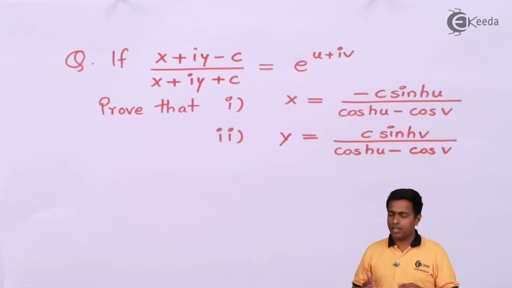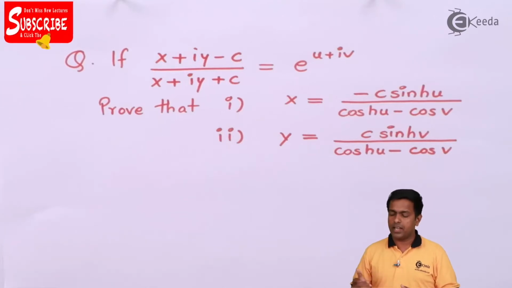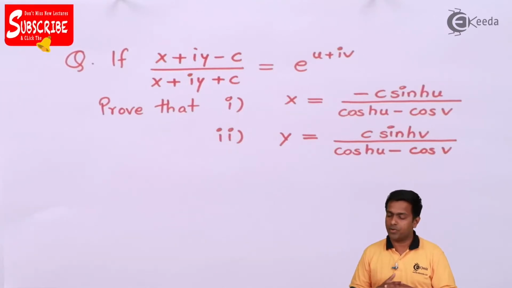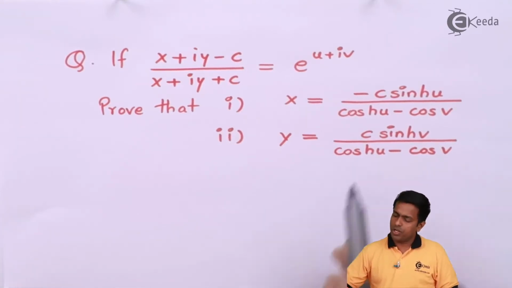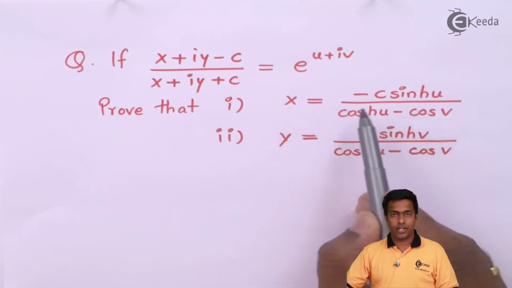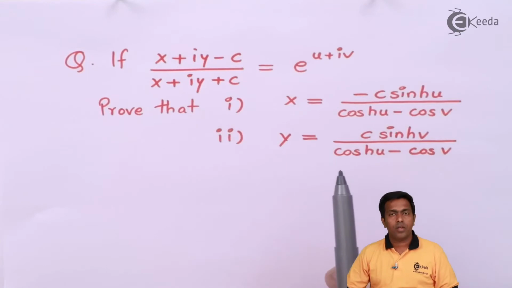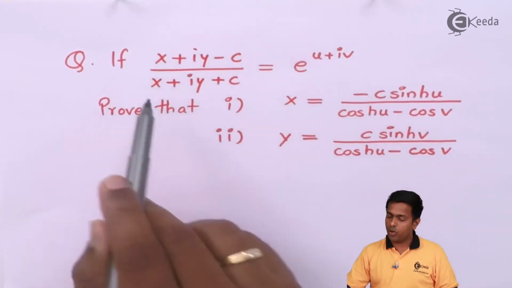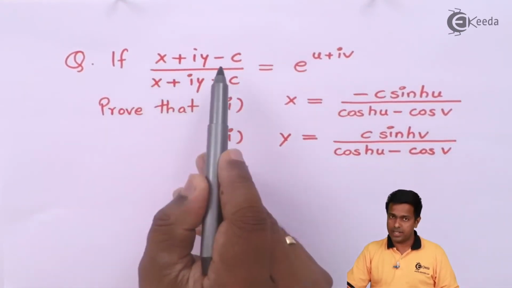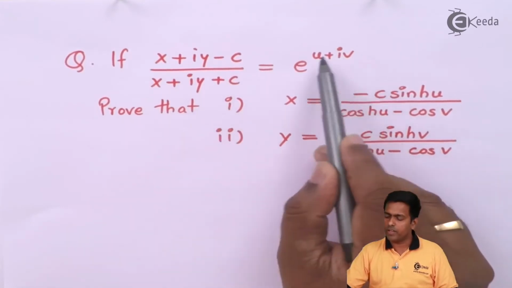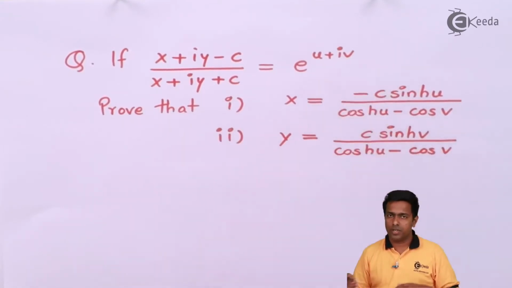So now guys, here if (x + iy - c)/(x + iy + c) is equal to e to the power (u + iv), then we have to prove these 2 results. Now what you have to observe here is the results. Here we want the value of x in terms of u and v, and again the value of y in terms of u and v. If you observe, x is the real part, y is the imaginary part. Similarly u and v are the real and imaginary parts. So it means we have to separate this into real part and the imaginary part.